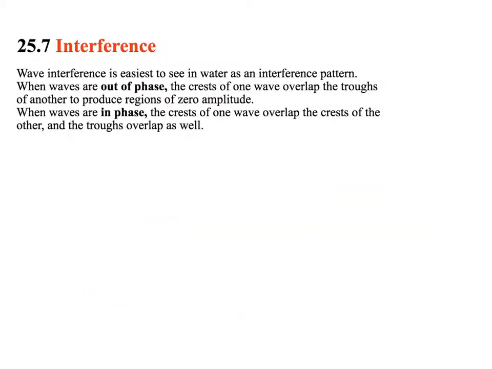Wave interference is easiest to see in water as an interference pattern. When waves are out of phase, the crest of one wave overlaps the trough of another to produce zero amplitude. When waves are in phase, the crests of one wave overlap the crests of another, and the troughs overlap. You get much higher waves.